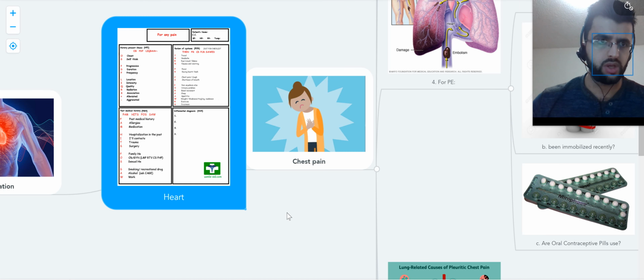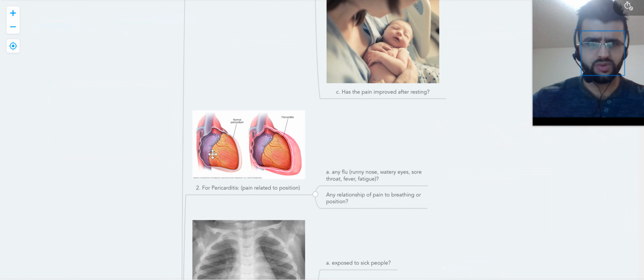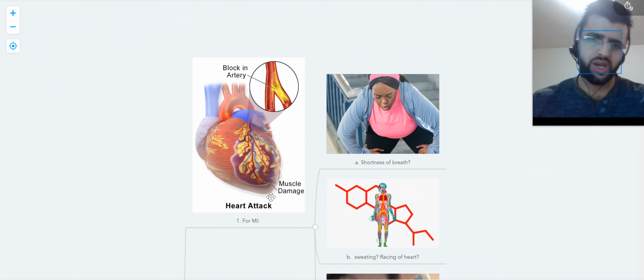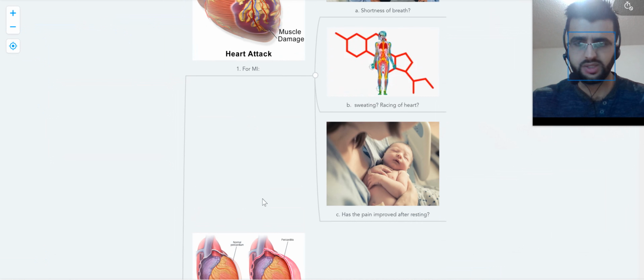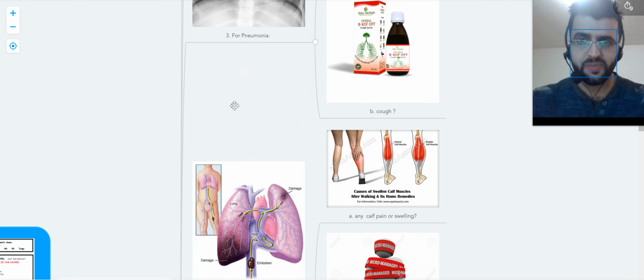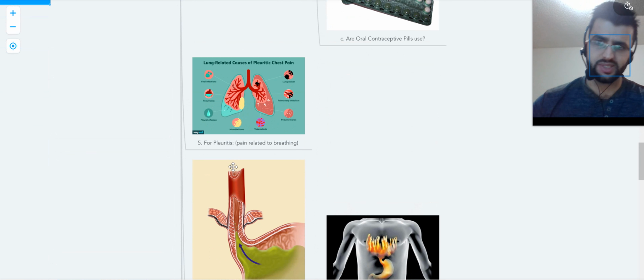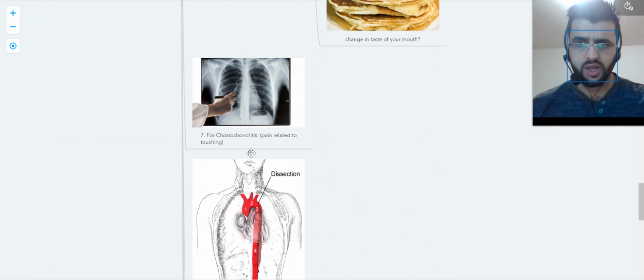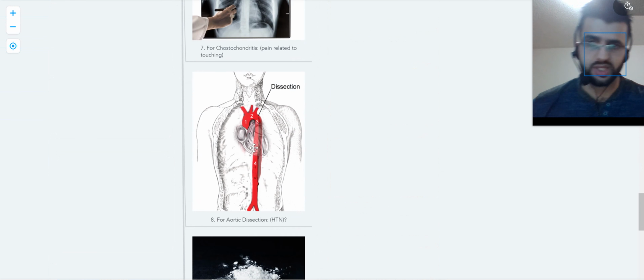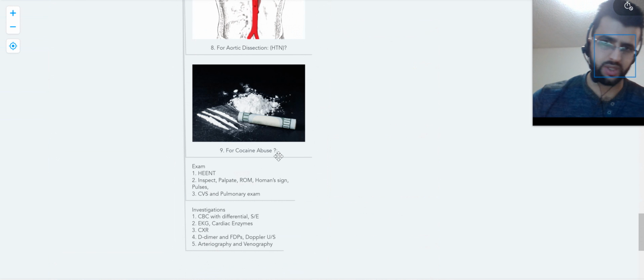So it's very important to know 2 to 3 questions for each diagnosis based on the symptoms and your medical knowledge. So for chest pain, what are the differentials? Number one, it could be a heart attack. It could be pericarditis. It could be pneumonia. It could be pulmonary embolism. It could be pleuritis. It could be GERD, costochondritis, aortic dissection, and could be due to cocaine abuse.